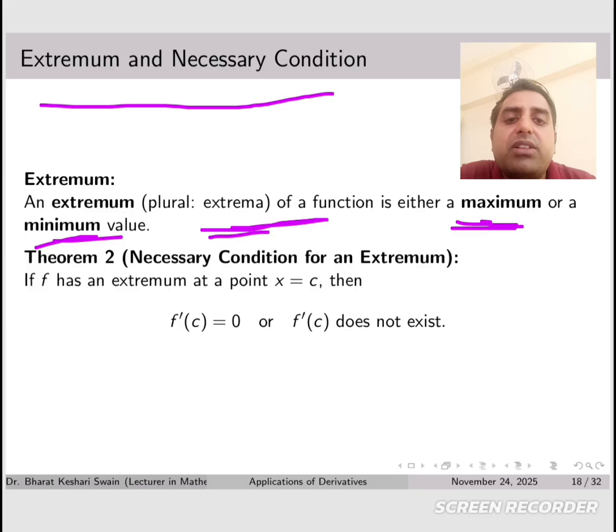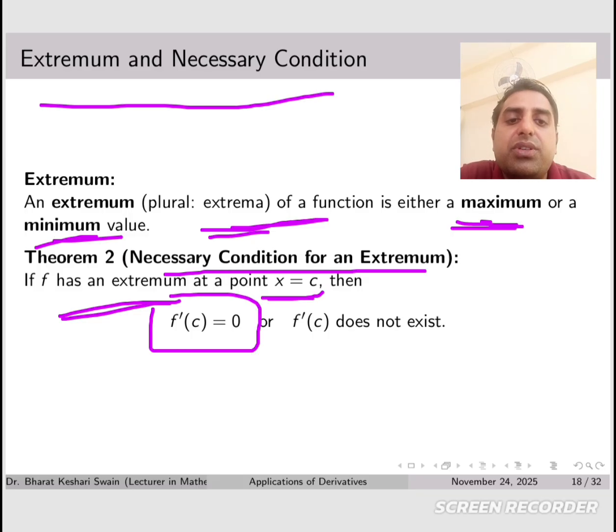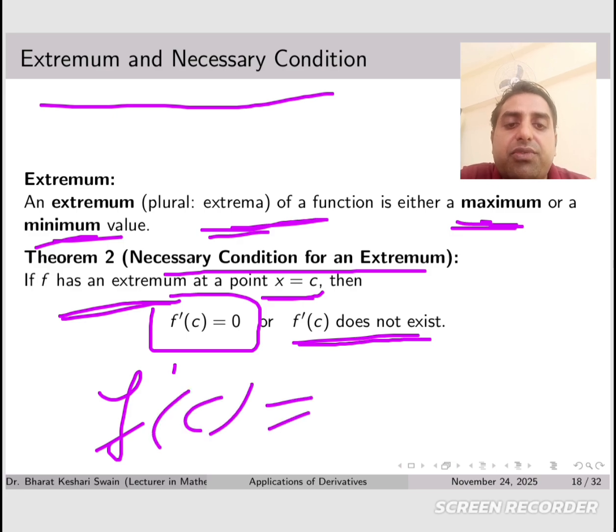The next is what is the necessary condition for an extremum? So if f has an extremum at x equal to c, then f dash c equal to 0 or f dash c does not exist. Okay, so for the extremum, if f has an extremum, then your f dash c must be 0. The first derivative at the point c must be 0 or it does not exist.